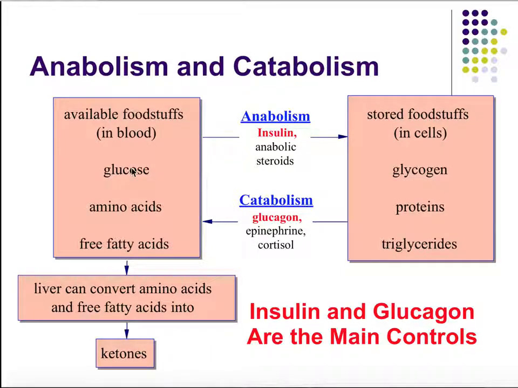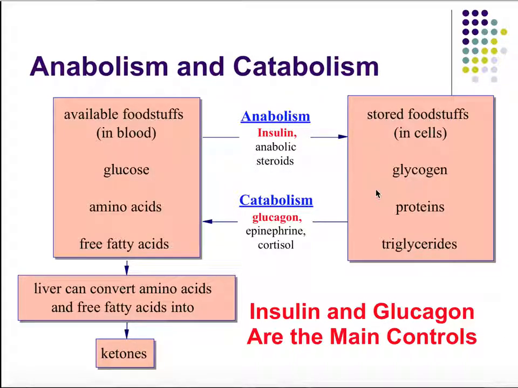When we store glucose, we combine glucose with glucose with glucose, and we store it as glycogen. Amino acids, when we attach them to other amino acids, build proteins. And free fatty acids, along with a glycerol backbone, become our triglycerides. So anabolic pathways promote taking the individual foodstuff available in our blood and storing it, creating something bigger that we can store inside of our cells. Hormones that stimulate anabolism include insulin, which we'll discuss today, as well as anabolic steroids.